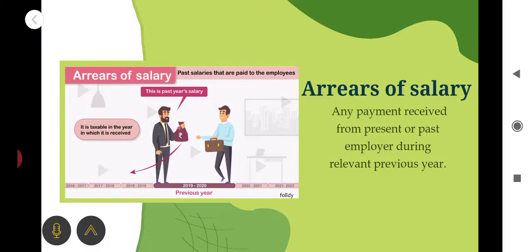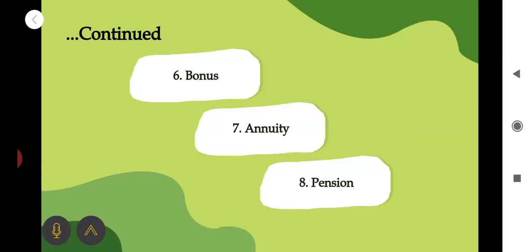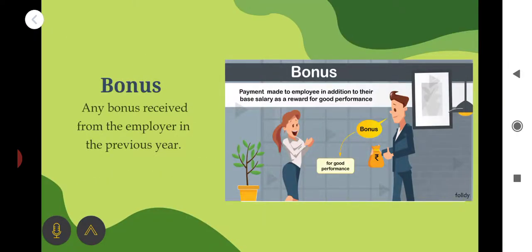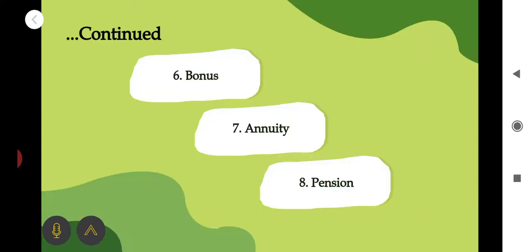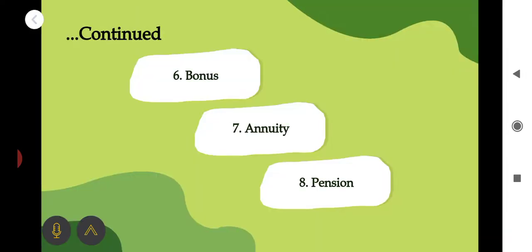Then arrears of salary means just the opposite of advance salary, any payment received from present or past employer during the relevant year. And next one, that is bonus. Bonus means an extra amount received from an employer in the previous year based on his performance, etc. Annuity means it is an agreement under which for a period contribution is made by an employee. He is paid after the expiry of a fixed period of time. That is called annuity. And the last one, that is pension.